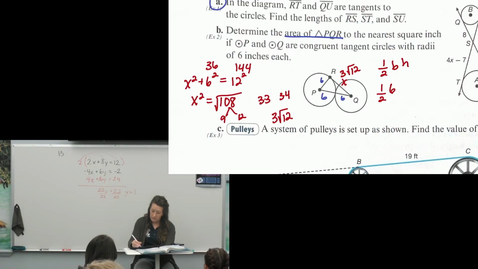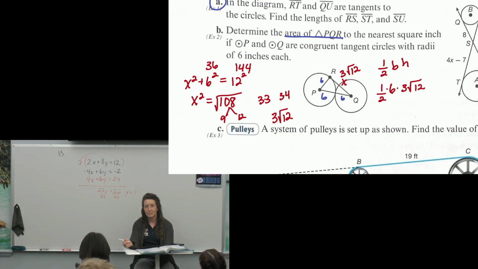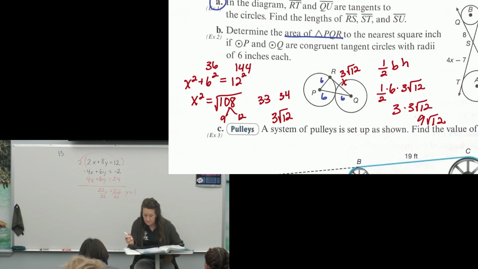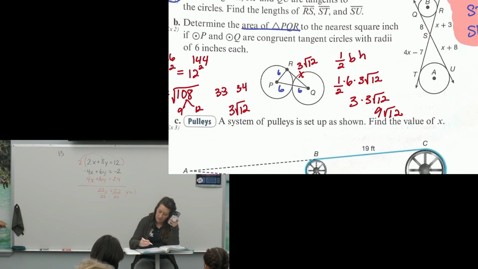So then that would be 3 times 3 roots of 12, which would just be 9 roots of 12. Square root of 12 times 9. About 31 square inches. So it's about 31.1 square inches, or 9 roots of 12.